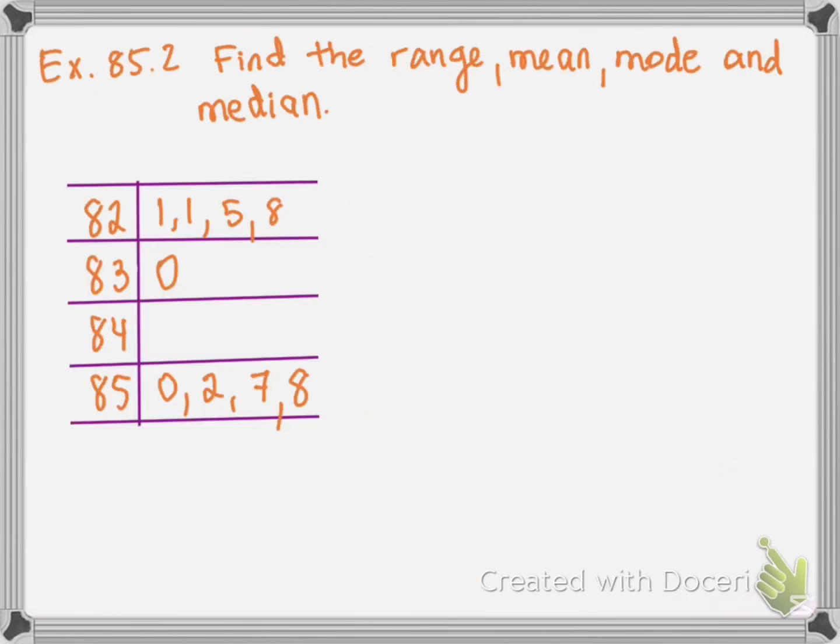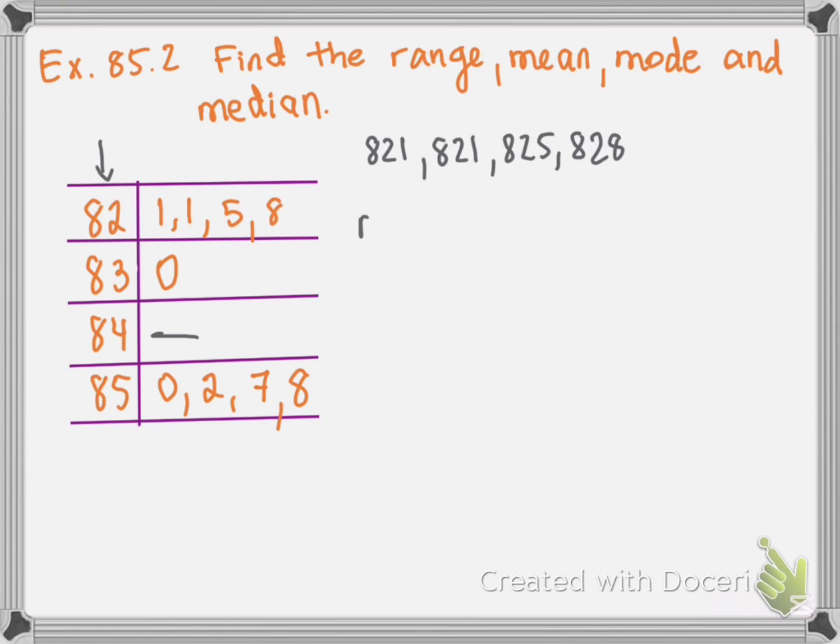Let's look at this next example. In this one, they're just asking to find the range, mean, mode, and median. Notice that they are giving us these numbers in order, because they always have to be in order so that we can find those things easily. Now, notice that here our stem, this is the stem, has two numbers. So the numbers are 3-digit numbers. So we have 821, 821, 825, 828. Then we have 830. Then there's nothing here, so we don't have 840. And then there's the 850 and all of those.